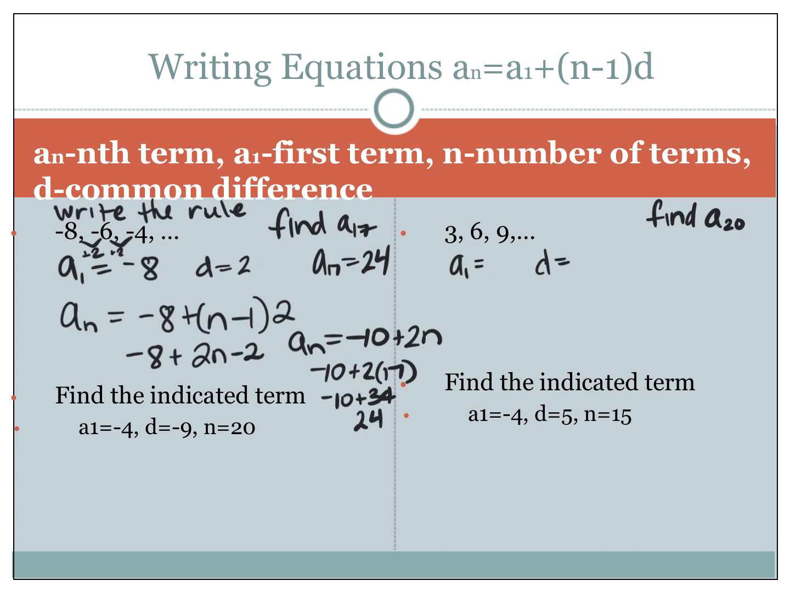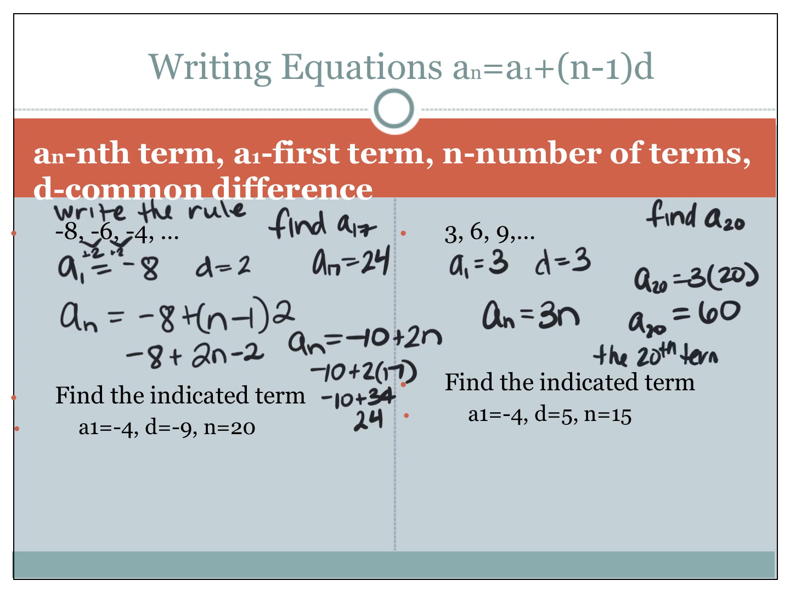Okay, you should have an answer now. Your A1 is 3, your D is 3. Your an equation should be 3n. If you didn't get 3n, go back and look at how you plug the numbers in. Distribute your 3 and see if you get that. And then A20 is 3 times 20, which is 60. So your A20 is 60. I'm not solving for that 20. I'm saying the 20th term is 60.